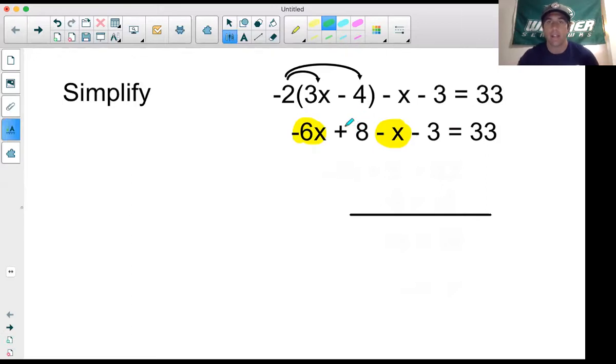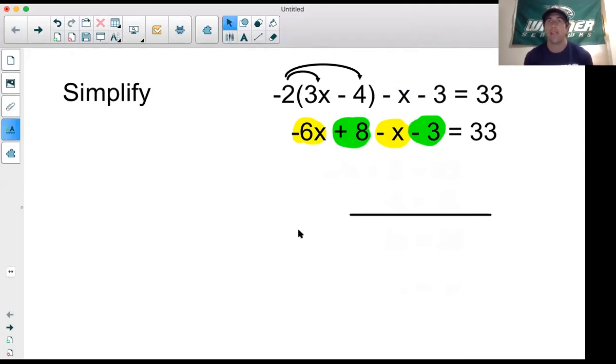Now, is there any other like terms? Yes, just the constants, the numbers, just the numbers without the variables. So I have a +8 and a -3. I can combine those because they are without a variable. They're just constants there. They are similar terms. You can combine them together. Now, be careful when combining because -6x minus x, remember there's always a 1 there, it's going to give you -7x. +8 minus 3 just gives me a +5. I brought down the 33.